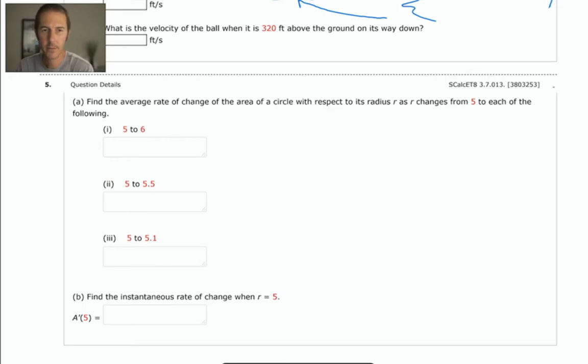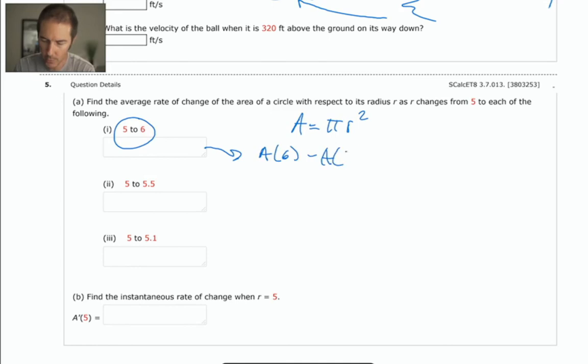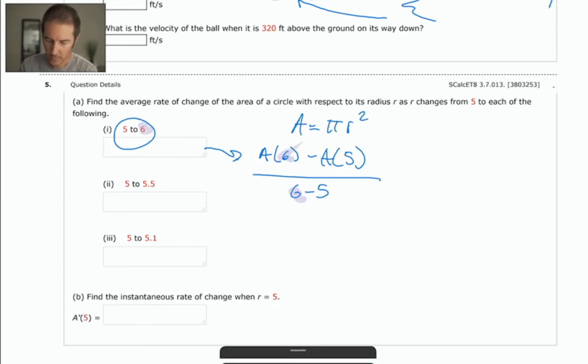So the area of a circle is equal to pi r squared. In order to answer this question, the average rate of change would be the area when your radius is 6 minus the area when your radius is 5, divided by the change in radius, which would be 6 minus 5. The 6 that's in here, that came from here, is going to change into a 5.5 and then a 5.1. The instantaneous rate of change, so you'll have to do those three very basic calculations.